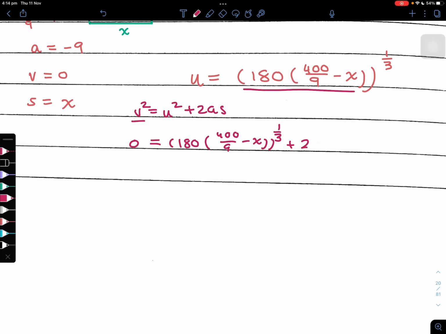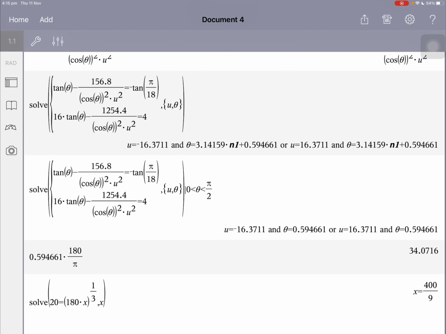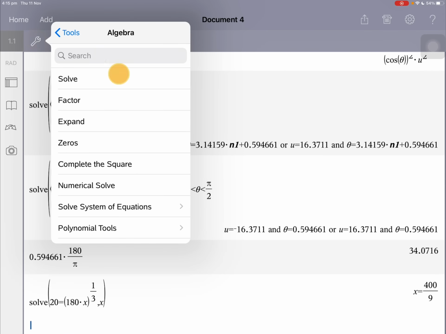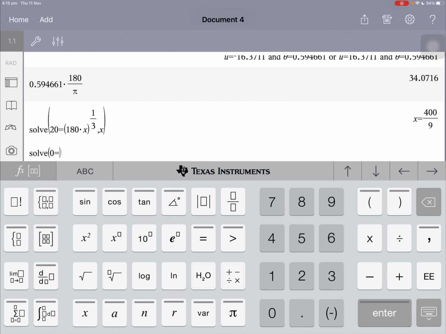Right? Plus 2a. Our a is -9. And then our s is what we're trying to find. Okay, so if I have not stuffed anything up here, this should be the equation that's going to give us our answer. So let's go to our solve, trusty solve.